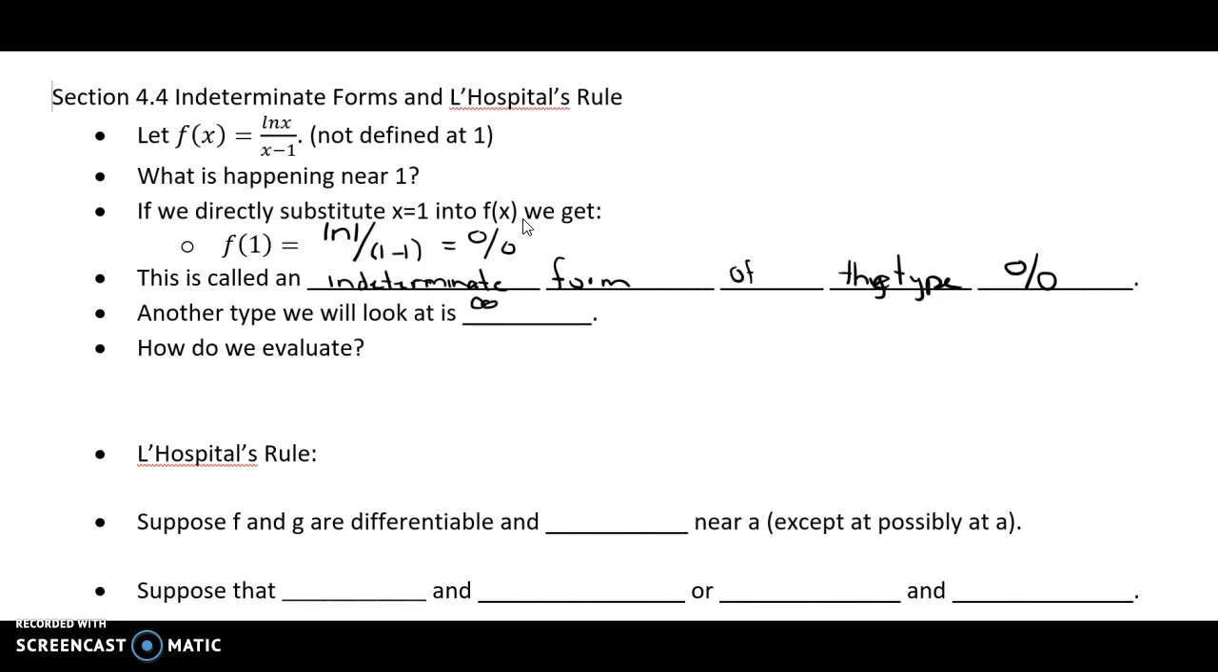Another type that we're going to look at in this section is if we get something of the form infinity over infinity. Okay, and I'll explain what that means a little later on.